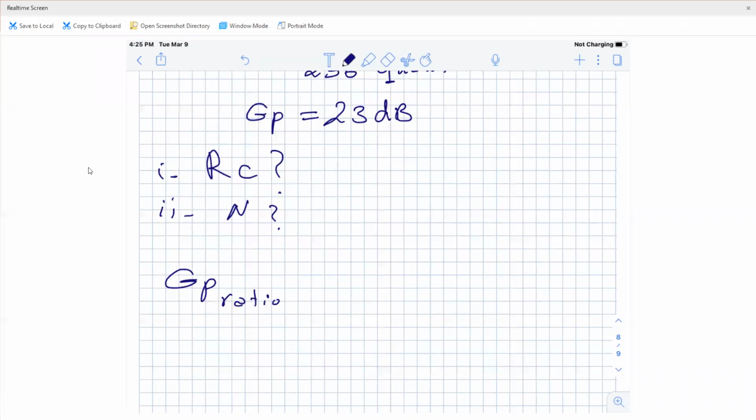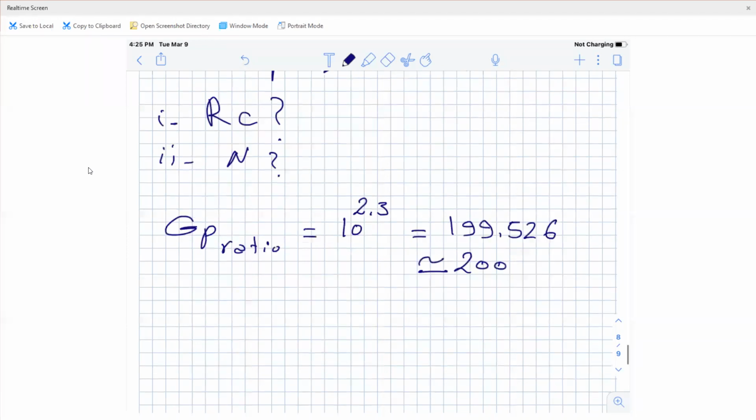Okay, now GP in ratio equals 10 raised to 2.3, and it will be 199.526. So we can approximate it to 200. Okay, so we have 200 in ratio. This will be the processing gain.